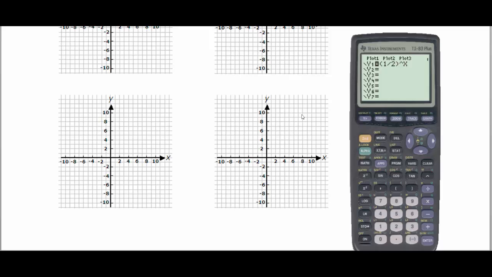So for our third graph and our first decay problem, we're going to have our 1/2 raised to the x power. And that is going to give us this graph. It's going to start out high and go low. Now let's go to the second graph and take a look.